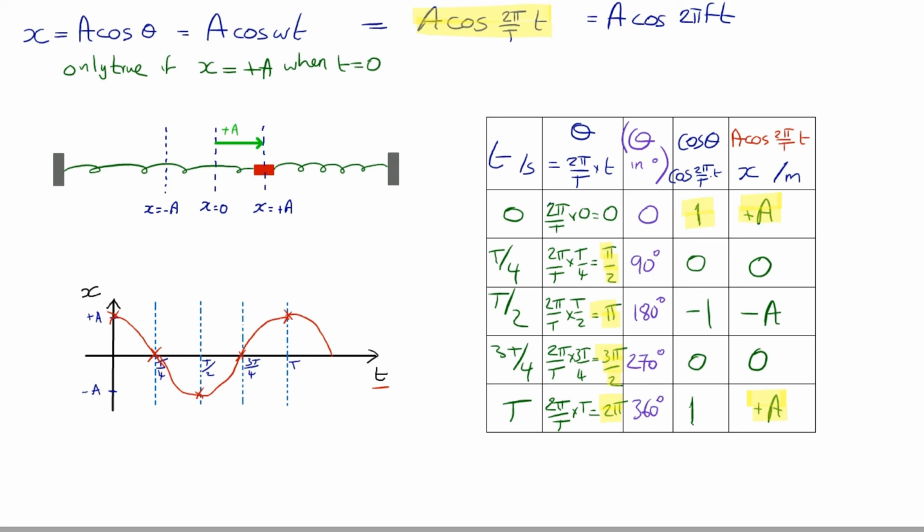What we're going to do next is look at what happens if we start the clock at different times, when the body is not at its maximum positive displacement, but at another displacement?